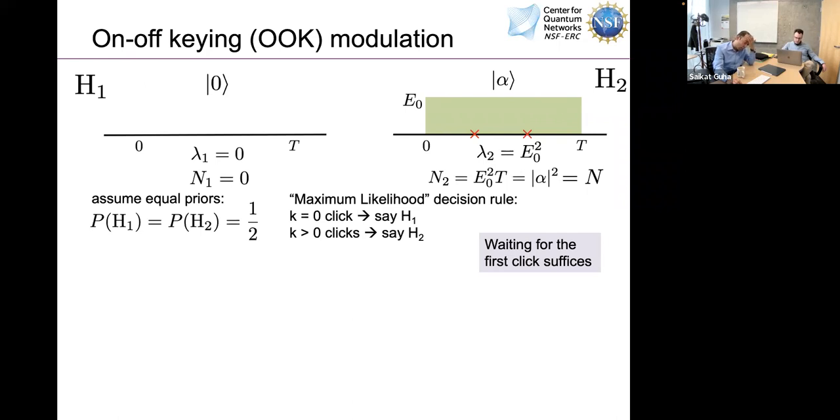Let's assume that both hypotheses occur with equal probability, so their priors are 1/2. Now, if you were to detect light using an ideal detector, it's very obvious what you're going to do, right? You wait for the first click to occur. The moment you get a click, you raise your hand and say, I got hypothesis 2. There's no way you could have gotten a click in hypothesis 1.